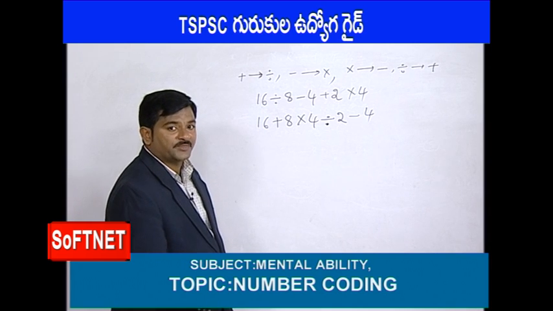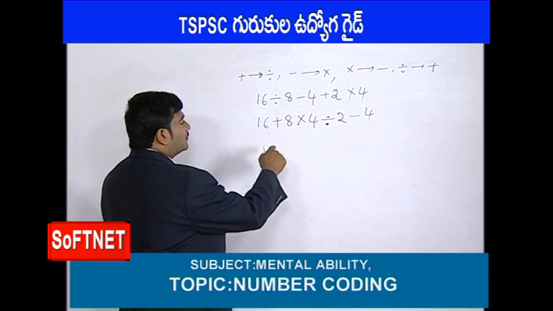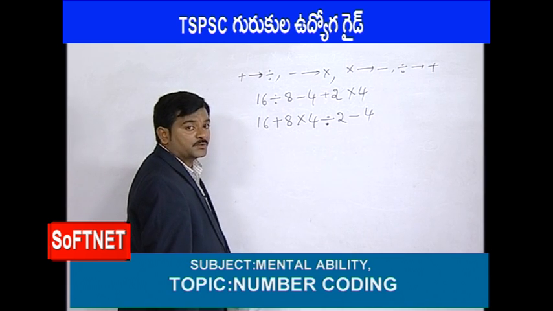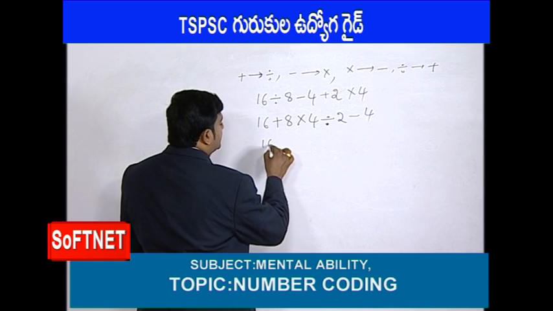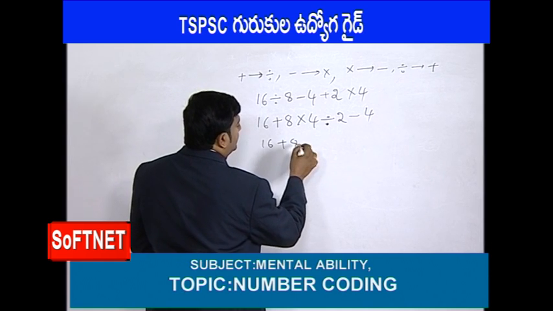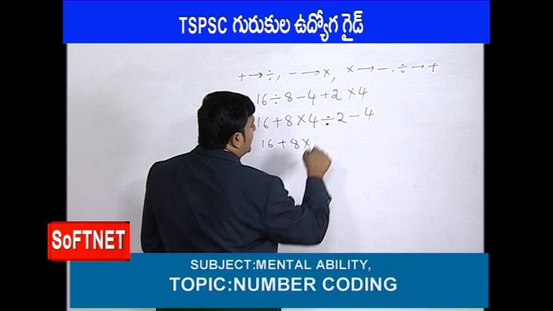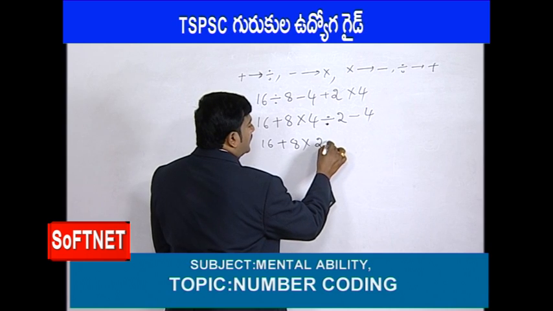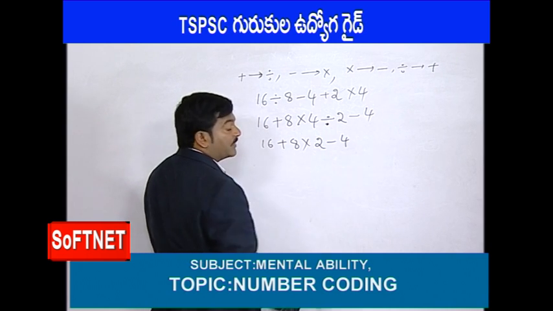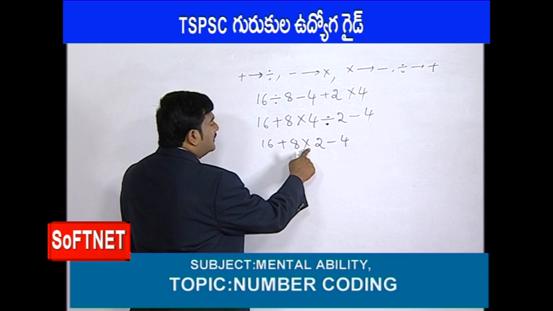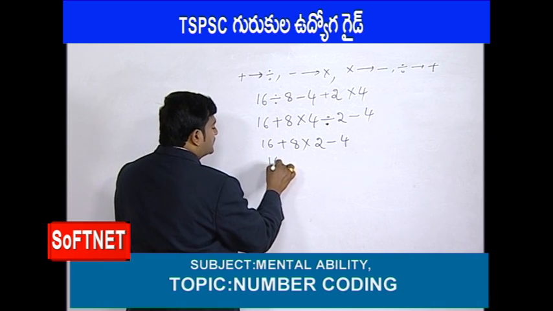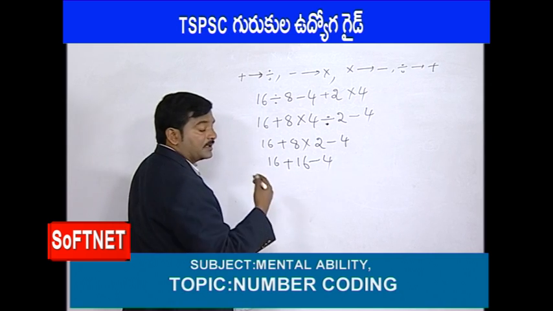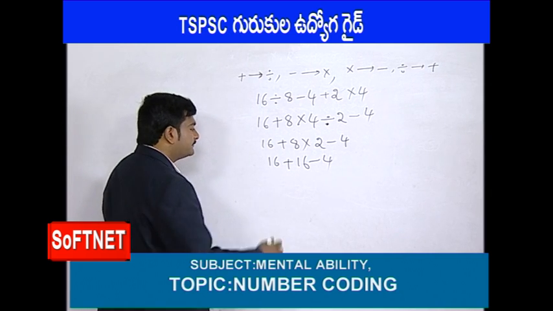So now we will simplify one by one. So see, first what should we do? Divided by. According to the BODMAS rule, first we have to do the division. What will you get? 16 plus 8 into 4 divided by 2. I am dividing 4 by 2. How much will I get here? 2. Minus 4. Division part is finished. Next I have to do the multiplication. What will we get? 16 plus 8 2s are 16 minus 4. Okay. Multiplication part is finished.